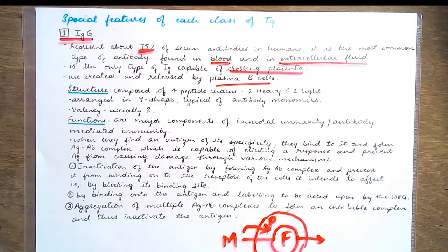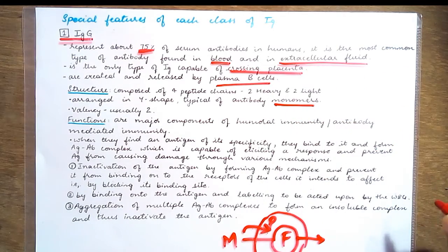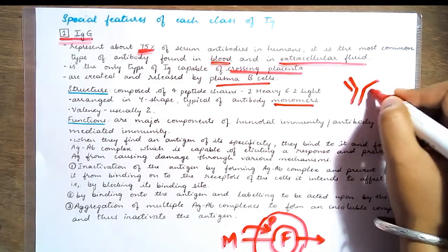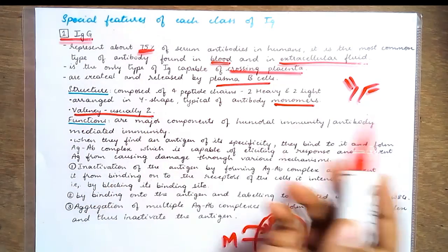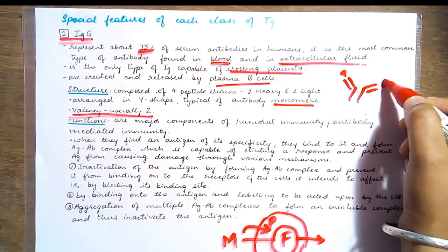The structure of the immunoglobulin molecule, which we just studied, is also the structure of IgG, since IgG exists as a monomer. If you are asked to draw the diagram of an IgG, then the diagram that you have to draw is the one we just studied, that of the Y-shaped immunoglobulin molecule. It has a valency of 2, which means it is capable of binding to 2 antigens.